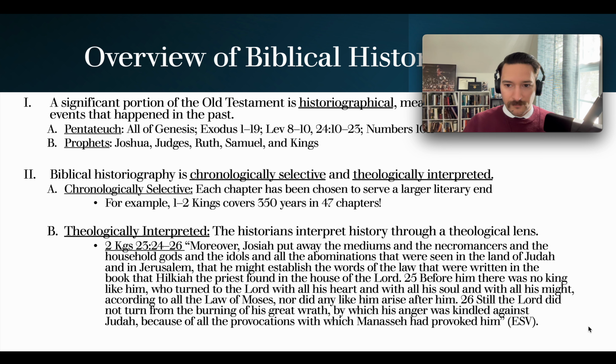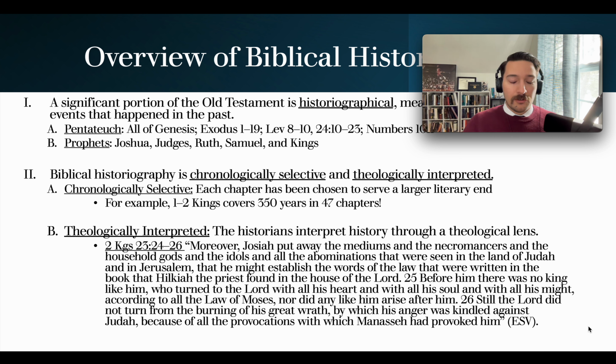So look at this example here. You have verse 24, which is a clear, just historical telling of what Josiah did. He put away all of the things that Yahweh hates, and he did it for the reason to establish the words of probably Deuteronomy. Okay, so that's just a clear historical reality. And then you look at verses 25 and 26, and you have a theological interpretation of Josiah's kingship. Verse 25, there was no king like Josiah. There was no king who followed Yahweh like Josiah. But yet the Lord still did what he set out to do.